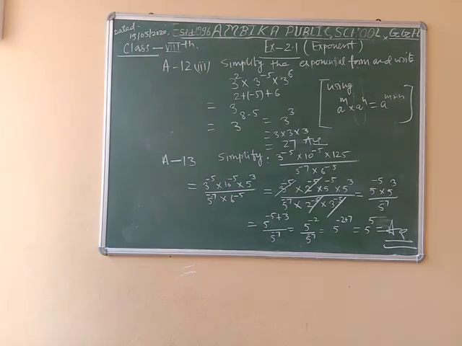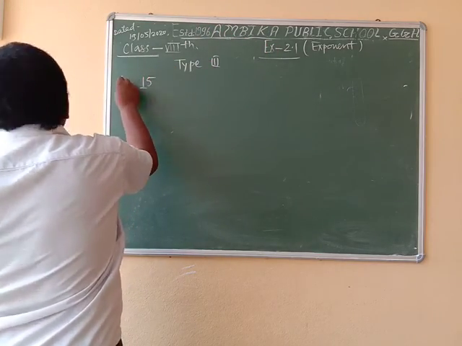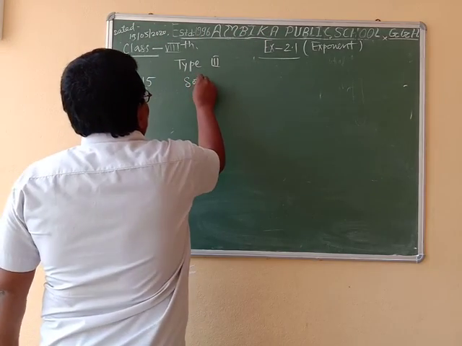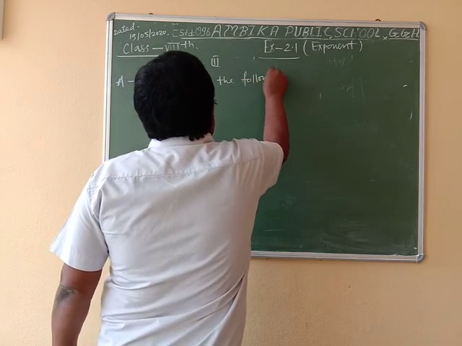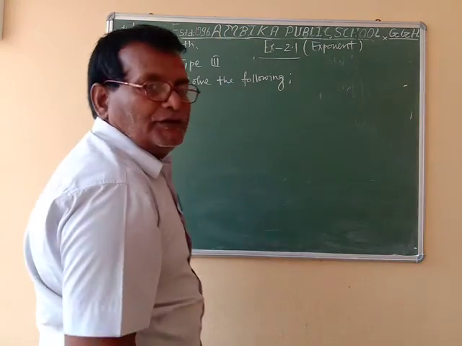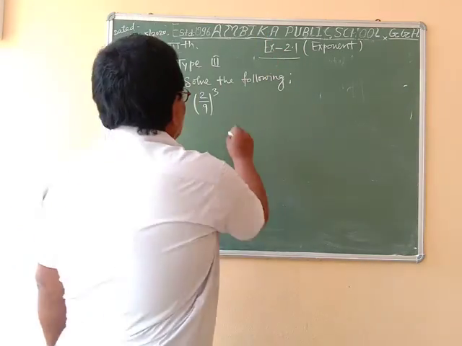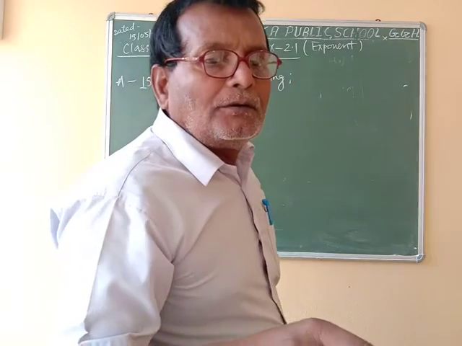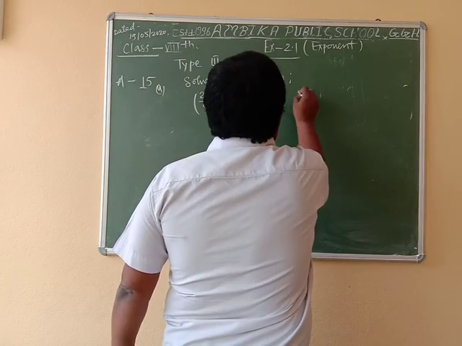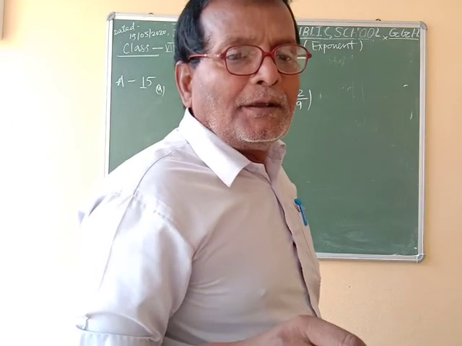Solve the following. A number: 2 by 9 whole to the power 3 into 2 by 9 whole to the power minus 6 is equal to 2 by 9 whole to the power 2x minus 1.